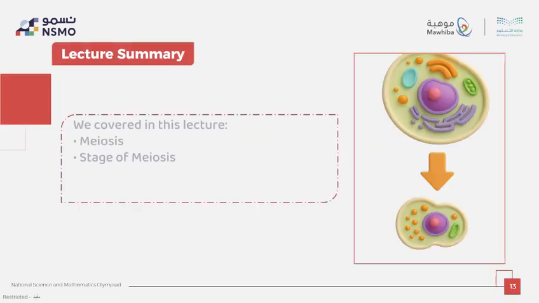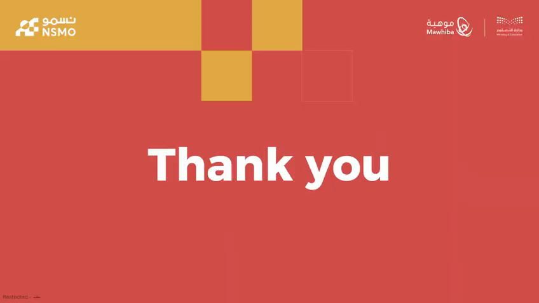Finally, let's recap what we have learned so far. Today we learned that meiosis reduces chromosome number and recombines genetic information, explaining biological diversity. Thank you for your focus. Think about this: how can small errors in these stages lead to genetic disorders?